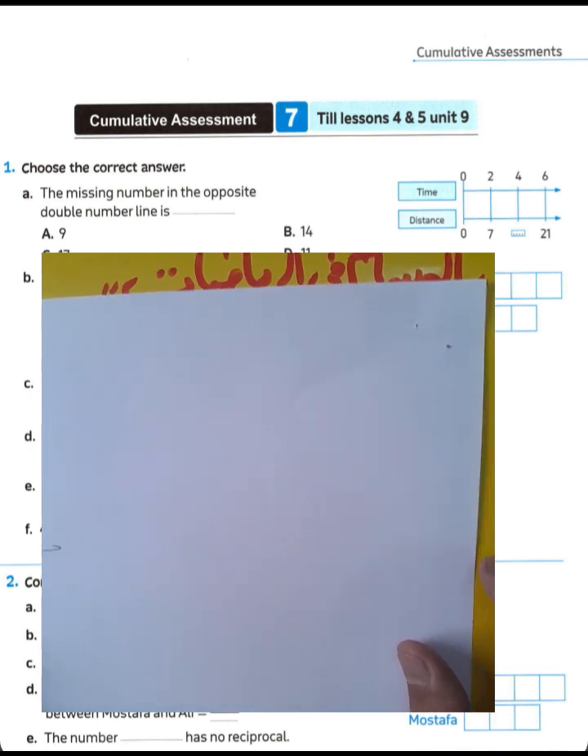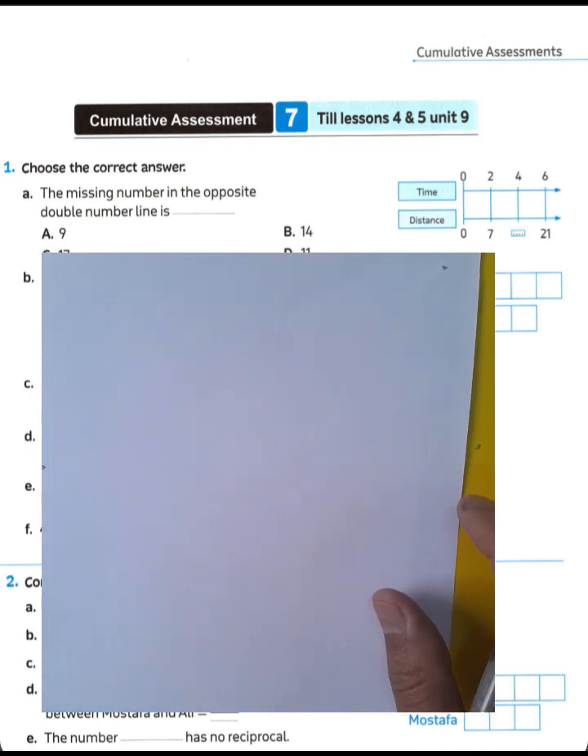Solve cognitive assessment number 7, lesson 4 and 5, unit 9, page 11 of the book. Look with me at question number 1. Choose the correct answer. The missing number in the opposite double number line is space.